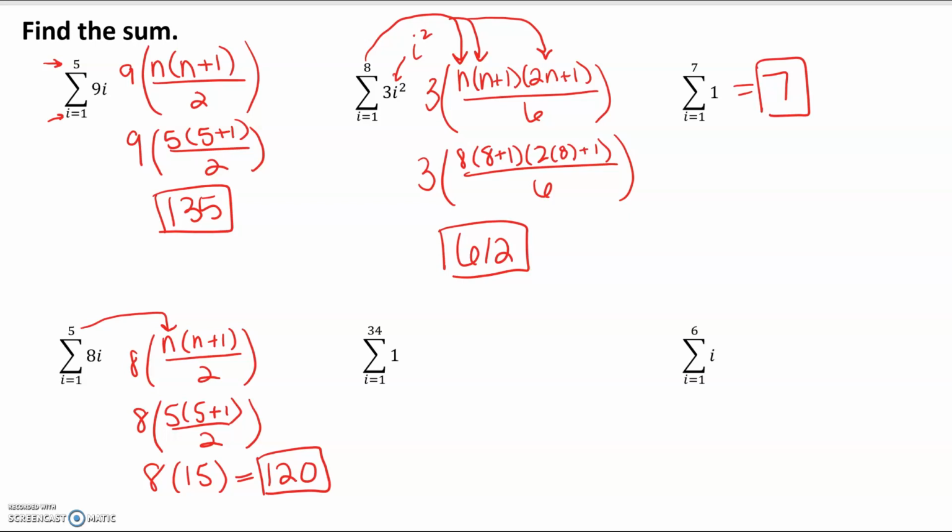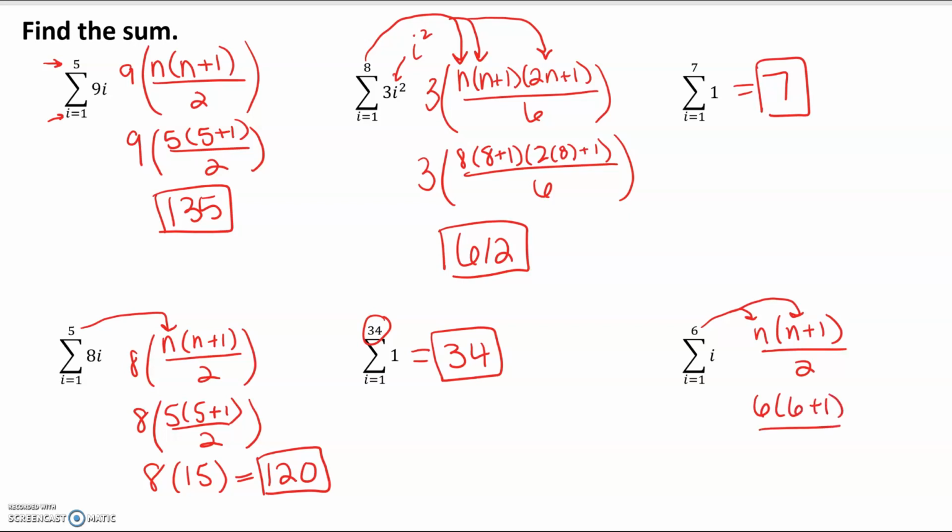Okay, next one, I have 1 plus 1 plus 1, 34 times. So this one should be a whopping 34. And the last one is a good example of that middle formula for special series. So I'm just taking my n times n plus 1 over 2. And I know that my n, my number of terms, is 6. So I have 6 times 6 plus 1 divided by 2. And this time I get 21.